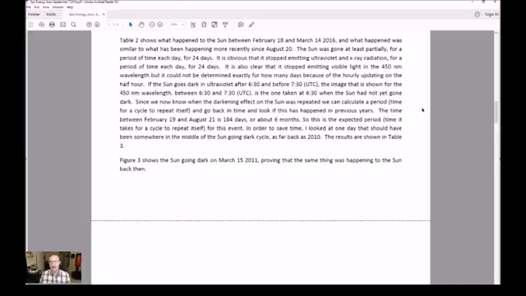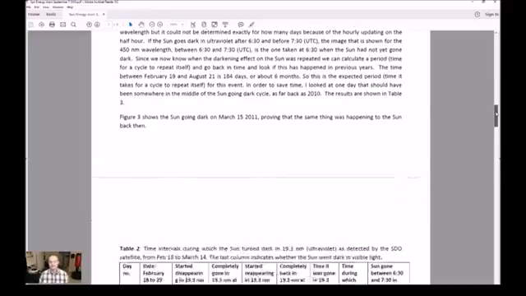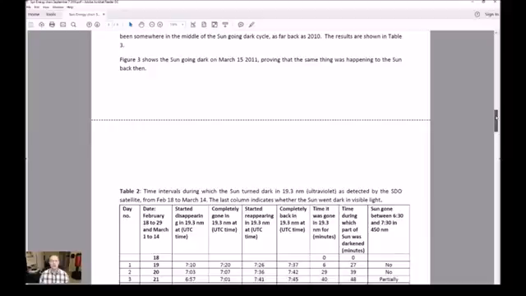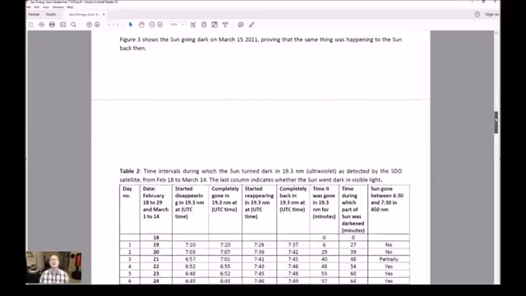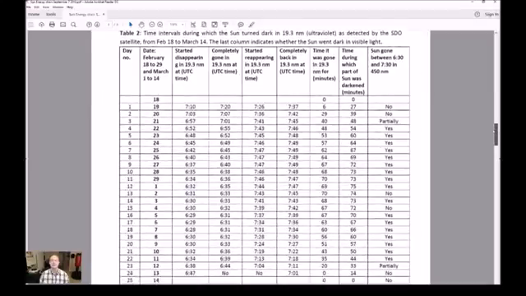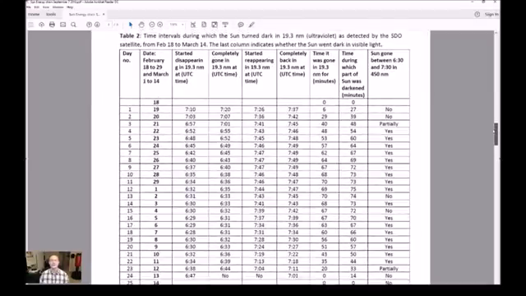In order to save time, I looked at one day that should have been somewhere in the middle of the sun going dark cycle as far back as 2010. The results are shown in Table 3. Figure 3 below shows the sun going dark on March 15, 2011, proving that the same thing was happening to the sun back then. Had to have been, right? It's every 6 months since 2010. Great data point.